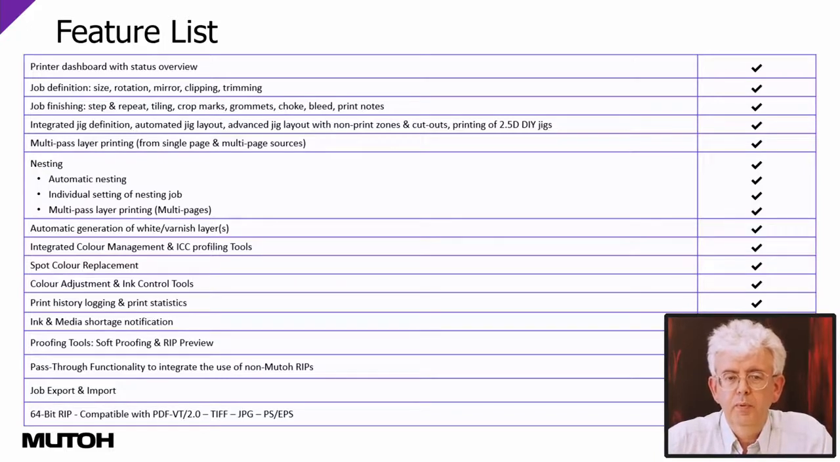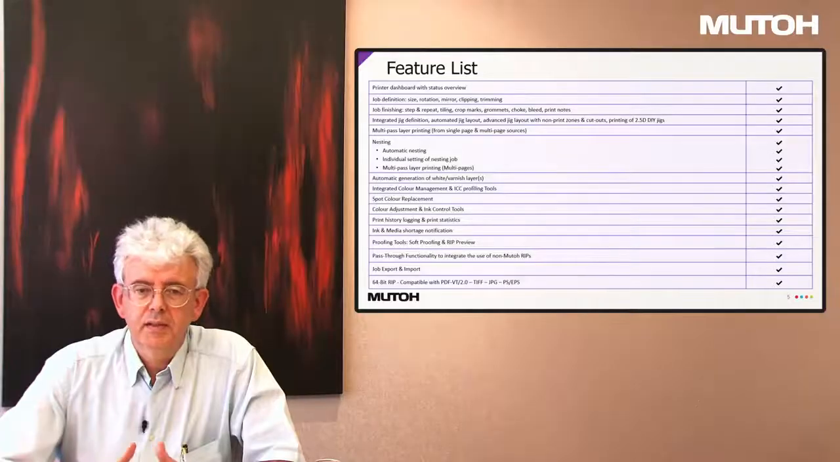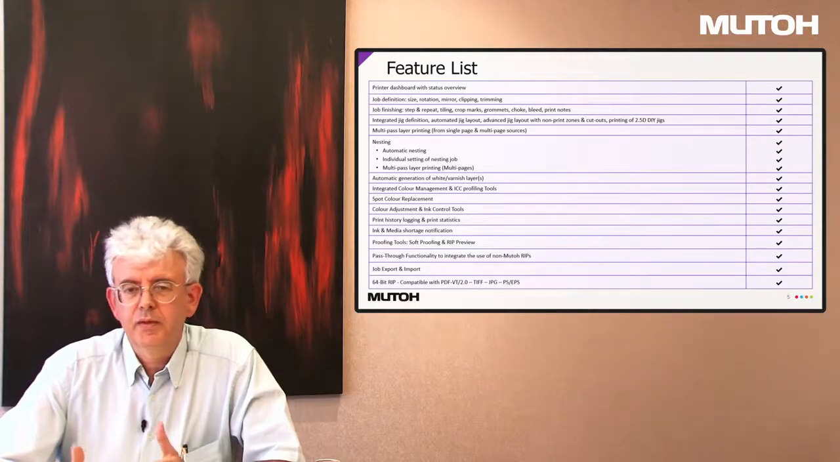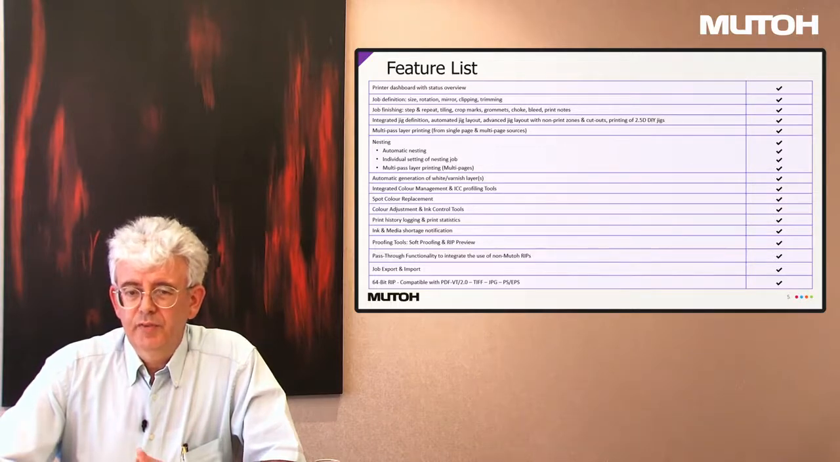If there are multiple printers connected, you have an overview of the printers that are connected and what is going on. Typical job definitions, the sizing, the rotation, mirroring, clipping, trimming, and so on are there. You can do, in terms of job finishing, quite a lot. There is step and repeat. You can do tiling. You can reprint certain tiles selectively. You can add crop marks or grommets, choking, bleeding, and adding print notes to the output.